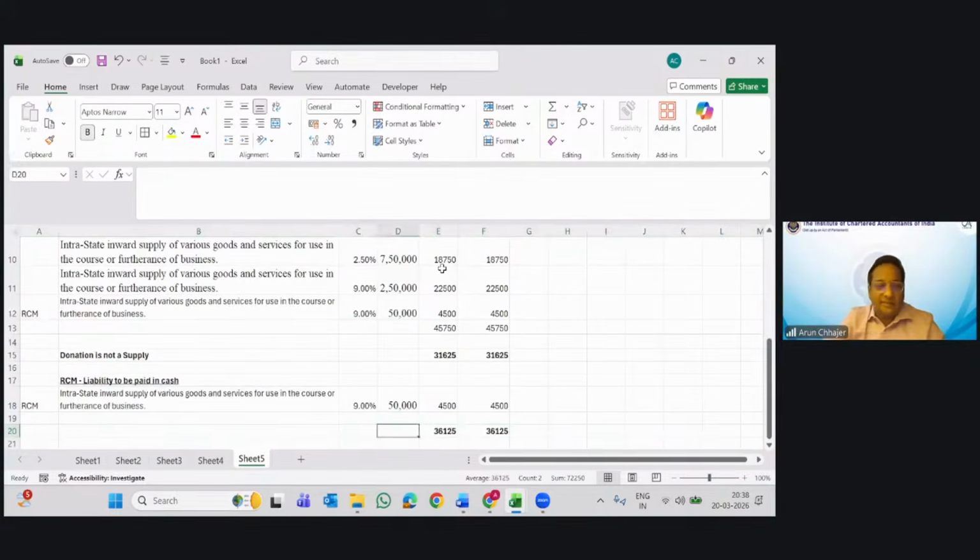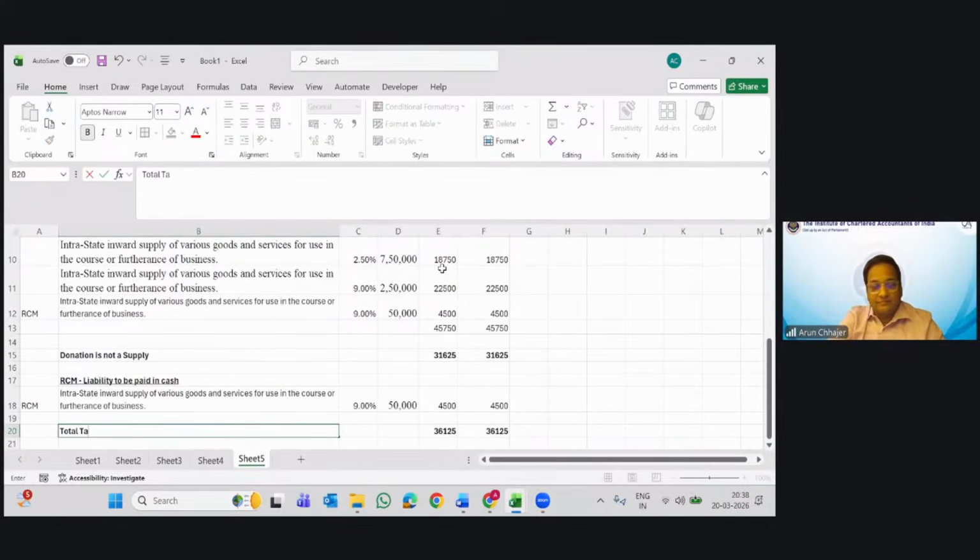Clear ना ये वाली बात? Is it clear? Any doubt in this regard? Please ask me.